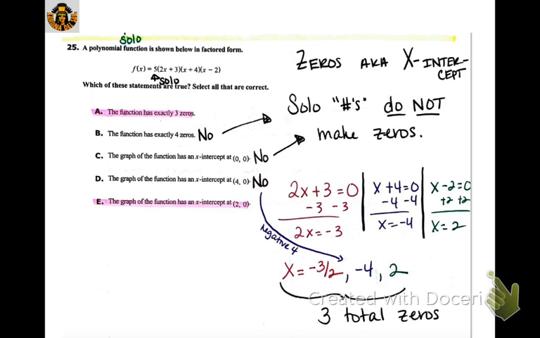We're looking for things that are true about this. So the function has 3 zeros. That's true, because you could set the factors equal to 0 to get the answers. And the graph has an x-intercept at 2, 0. That comes from this factor. So those are the 2 things that are correct.